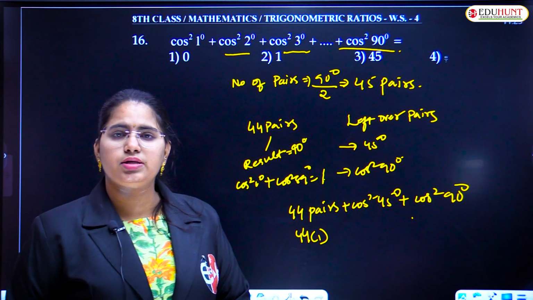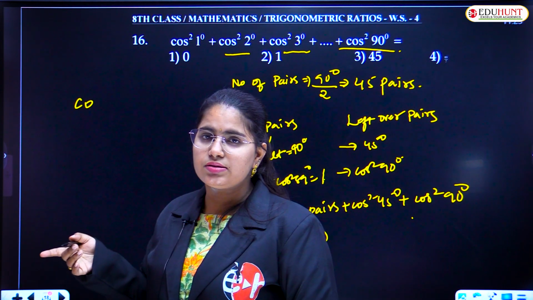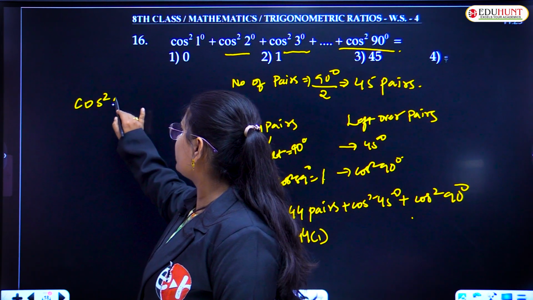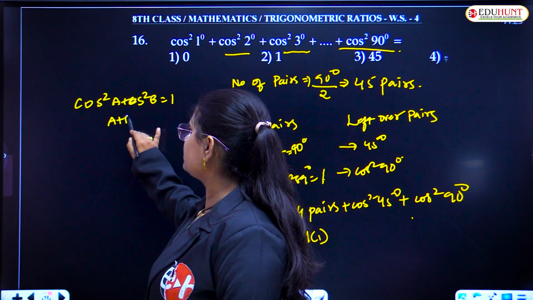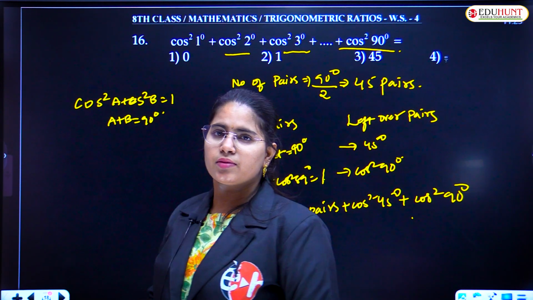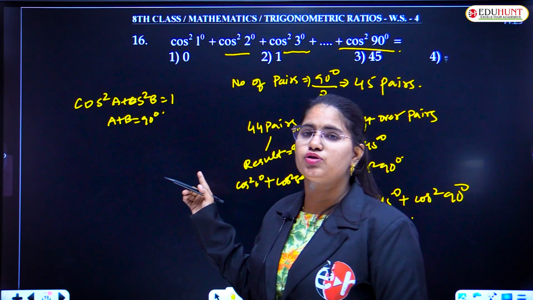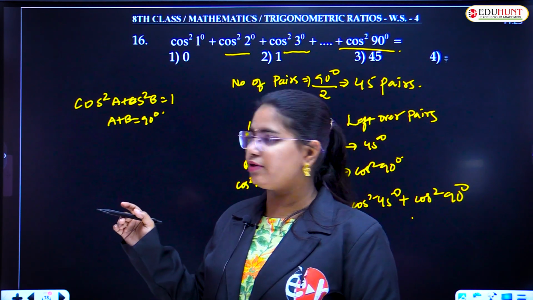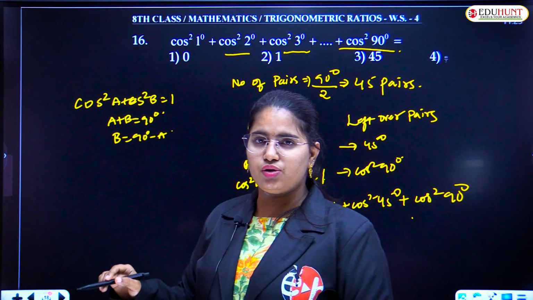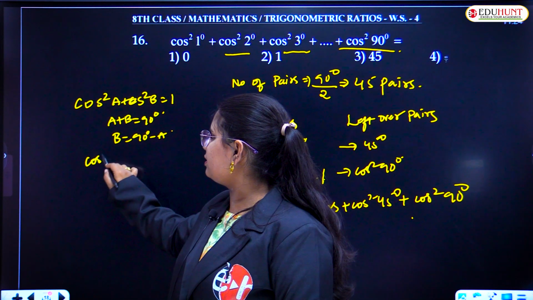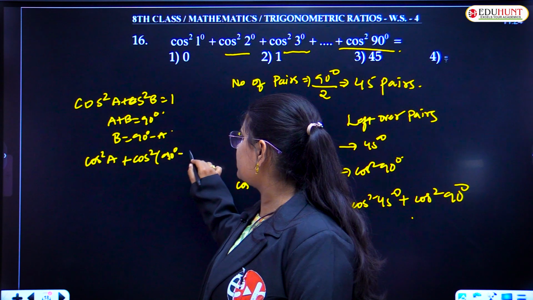Ma'am, how are you saying the result is 1? Right? So I just want to prove it. Already I have taught you in the class, but again I just want to have a small recall. Cos square A plus cos square B is equal to 1 if A plus B is equal to 90 degree. Yes or no? Here I am taking such type of pairs, the resultant angle should be equal to 90 degree. Correct? So B is equal to 90 degree minus A. So just substitute B in the identity: cos square A and cos square of 90 minus A.